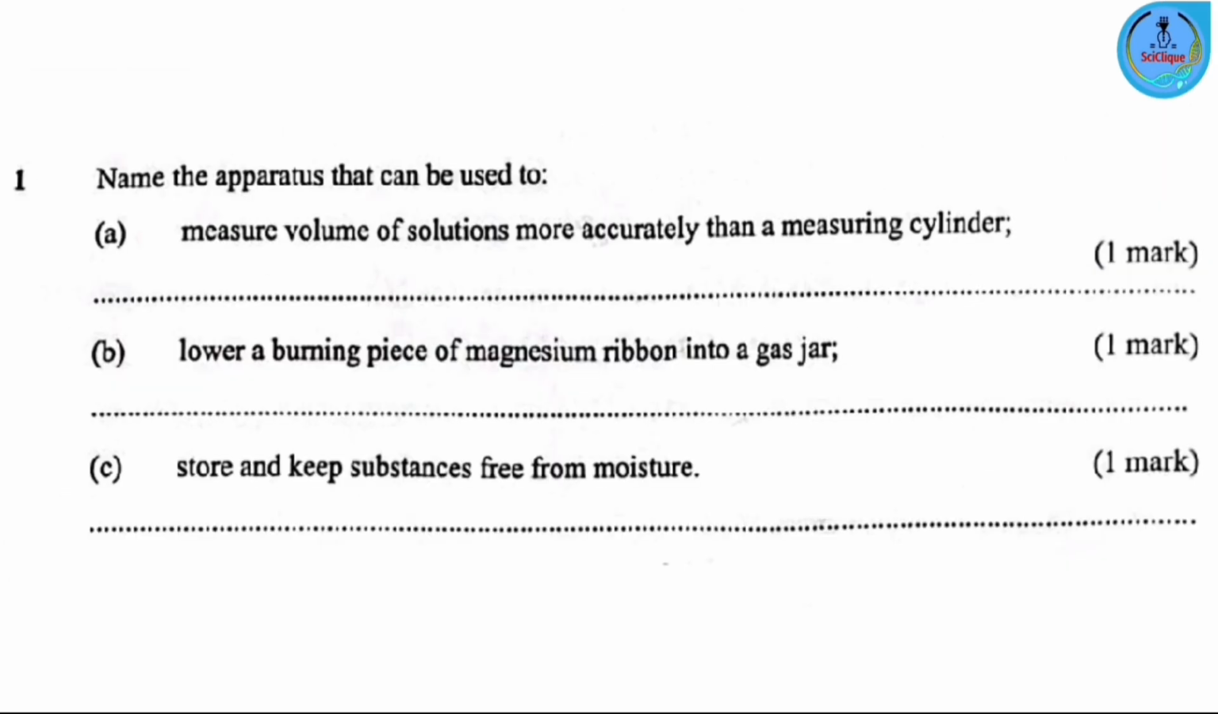Question number 1. Name the apparatus that can be used to, part A, measure the volume of solutions more accurately than a measuring cylinder. This, of course, is the burette. Part B, lower a burning piece of magnesium ribbon into a gas jar. This is the deflagrating spoon. Part C, store and keep substances free from moisture. This apparatus is the desiccator.